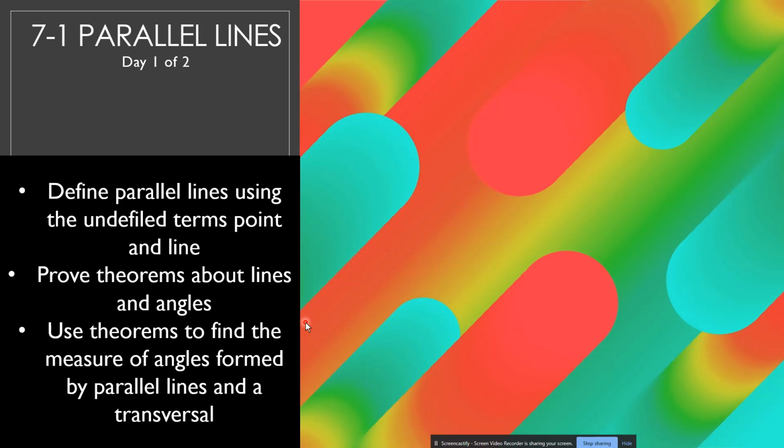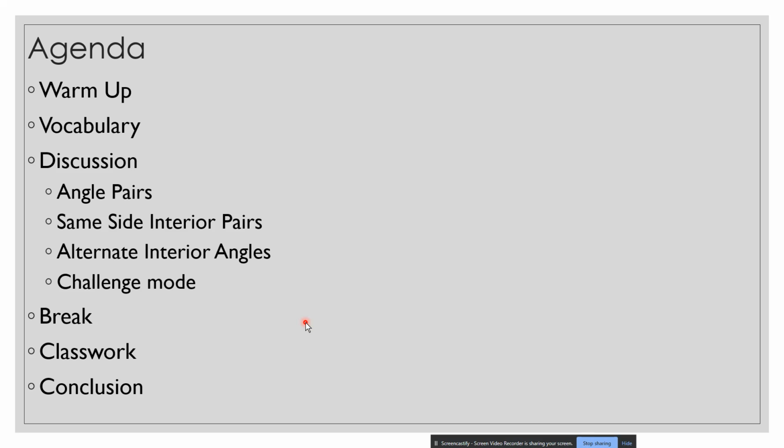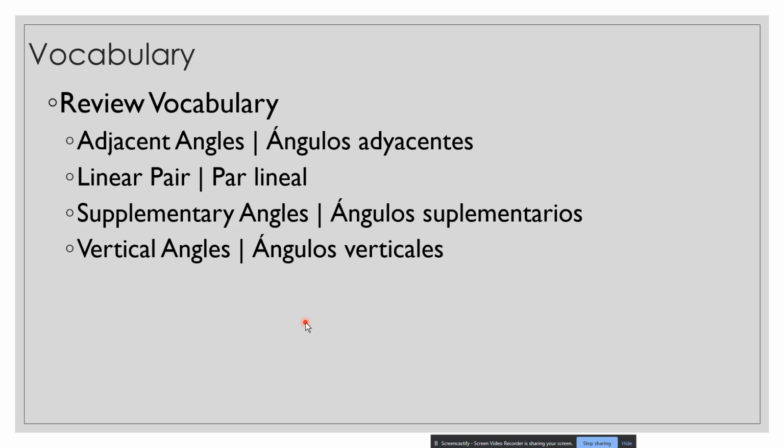Let's continue on. So we're going to be spending 2 days in parallel lines, and then we're going to spend a couple days in triangle sums and go from there. So define parallel lines using undefined terms and points. Prove theorems about parallel lines and going from there. So we're going to have a warm-up, look at the vocab, have a quick little discussion, and have a break in classwork. So review for vocabularies, we have adjacent angles, linear pair, supplementary angles, and vertical angles. So we're going to have a look at those and make sure that all makes sense here soon.